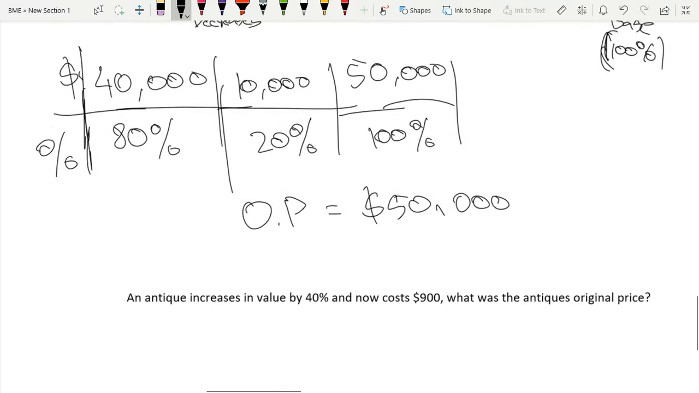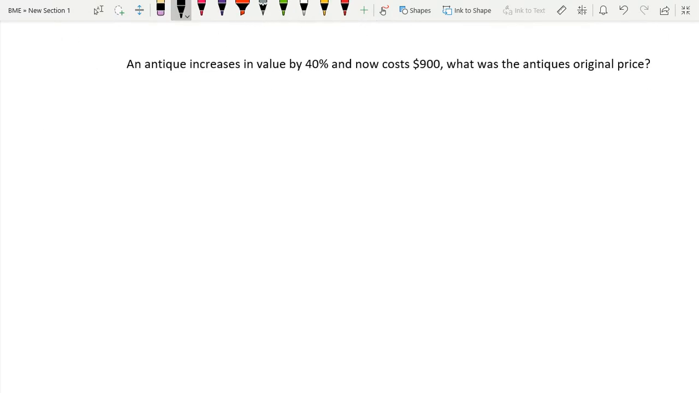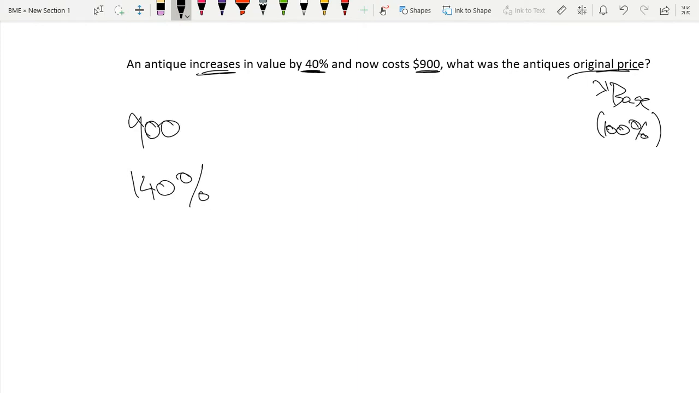So we can see that the car's depreciated in value quite significantly, a $50,000 to $40,000, a $10,000 decrease. An antique increases in value by 40% and now costs $900. What is the antique's original price? Once again, this would be the base, which is 100%. If an antique increases in value by 40%, it's at 140% value, which would be $900.